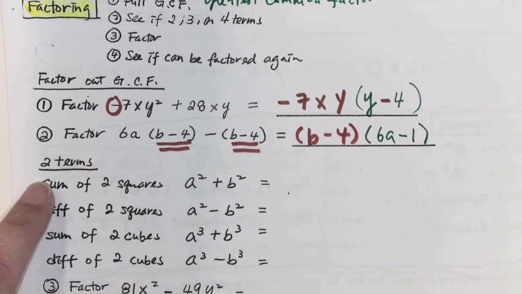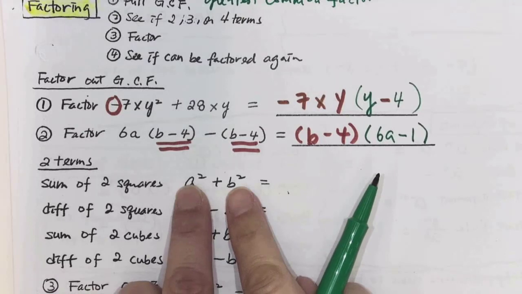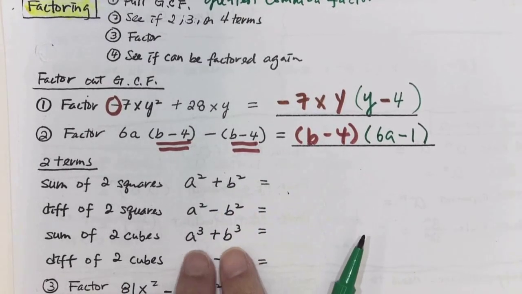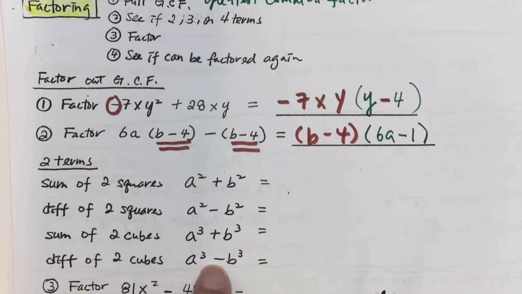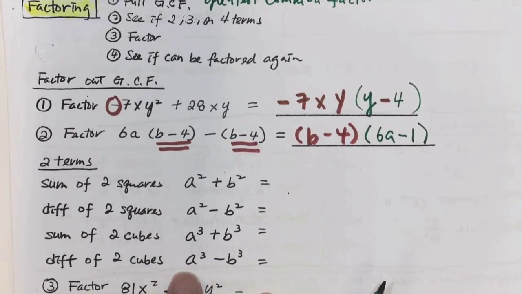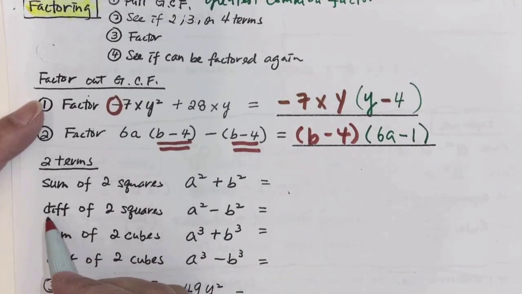All right, so the 2 terms have 4 types. There is the sum of 2 squares, meaning addition of perfect squares. The difference of 2 squares, and then the sum, meaning addition, of 2 cubes, and the difference, meaning subtraction, of 2 cubes. Do you know how to factor any of them? One of them is very important, and you will see that a lot, which is the second one. So I really want you to know the second one.